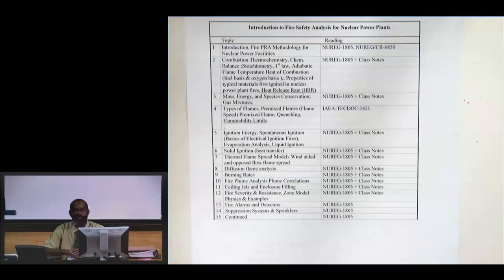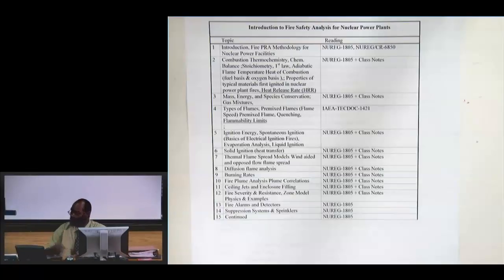Second module in the fire science probabilistic risk assessment course. And so we're going to be discussing some of the issues in fire science related to nuclear power plants, but more specifically, just the details of fire science that will allow you to analyze what issues occur in nuclear power plant risk assessment and safety issues.